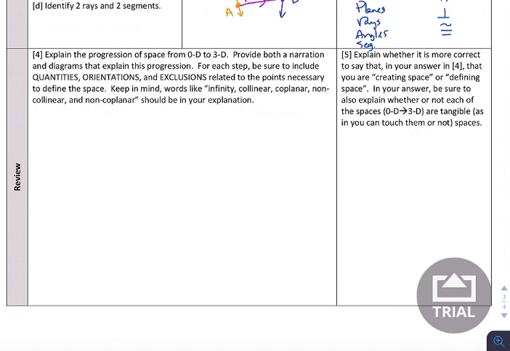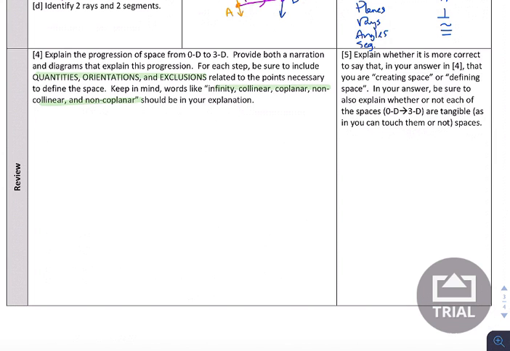So take number four. When you talk about this progression from 0D to 1D, how do you do that using these terms I'm mentioning here, like infinity, collinear, coplanar, and non-coplanar? We talk about quantities, orientations, and exclusions. A simpler way to think about this would be: what if you're going to make 1D? What do you need to identify? How many things do you need to identify to initially know where a thing is? And how many do you need to identify before you actually have the definition that you want?